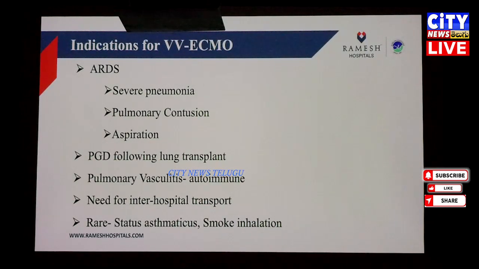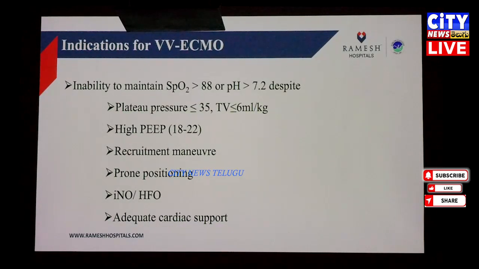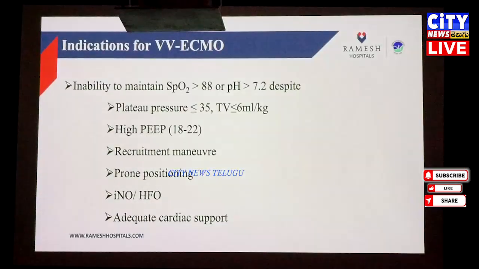And sometimes, rarely, in status asthmaticus, smoke inhalation injuries also, to give rest to the lungs, you can use VV ECMO. So basically, for VV ECMO, any condition which leads to inability to maintain saturations more than 88% or pH more than 7.2 despite maximum ventilatory efforts with plateau pressure up to 35, adequate tidal volumes, high peaks, recruitment maneuvers you have tried, prone positioning you have tried, inhaled nitric oxide, given adequate cardiac support, prone ventilation.